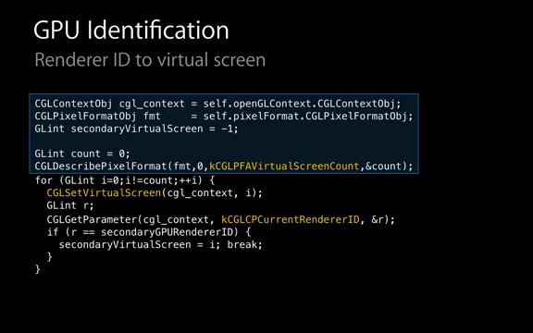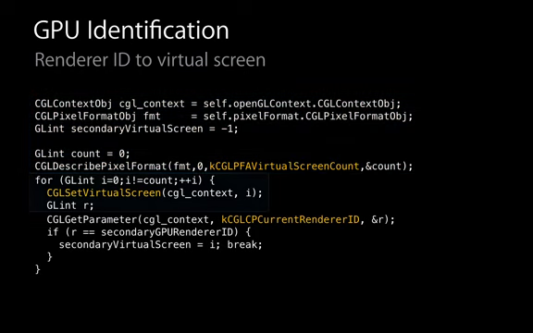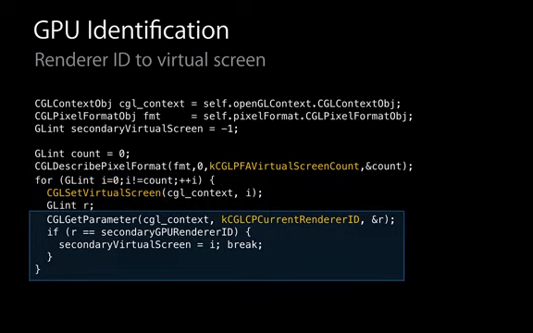So here I am getting the number of virtual screens that are available. And then the next step is to walk over those virtual screens, make them current, and then ask for the renderer ID associated with each virtual screen. So I've iterated over all the virtual screens, gotten their renderer IDs, and then matched those with the renderer ID that I'm looking for, and that tells me the virtual screen number that corresponds to that particular GPU.